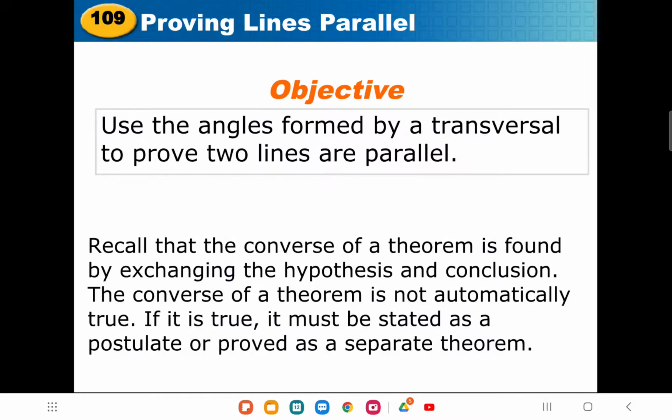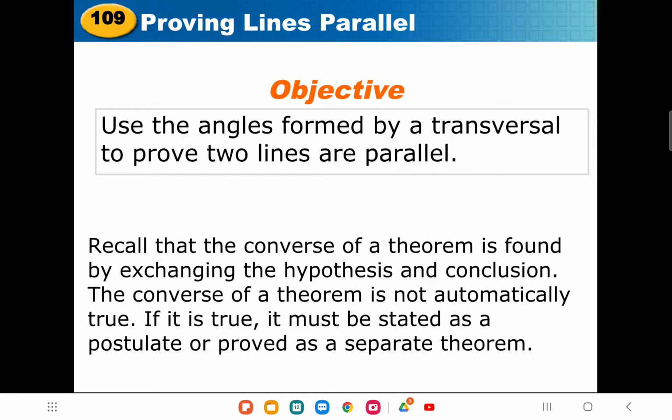This is Mrs. Often with another video on parallel lines and special angles. This video deals with proving that two or more lines are parallel. So the objective for this lesson is to use the angles formed by a transversal to prove that two lines are parallel, or to calculate the value of a variable that would make two lines parallel.